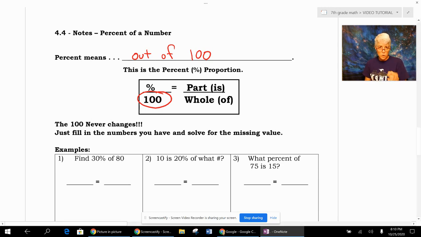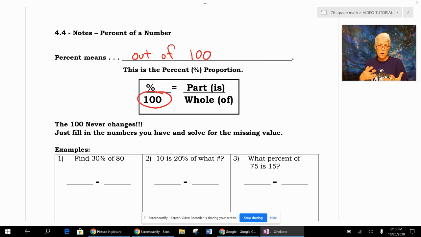Now, the percent, because percent means out of 100, will always be over the 100. So you don't even really have to think about it. 100 is 100, and the percent will be over it. If you're looking for the percent, it will be X or a variable, whatever you're looking for. Now, what you have to consider is what is the part and what is the whole. And most of the time it'll be pretty obvious because the part will always be less than the whole.